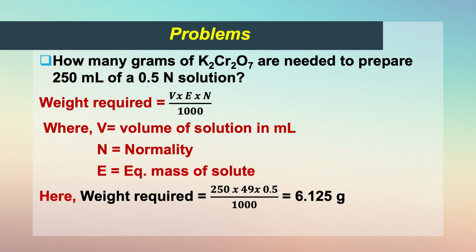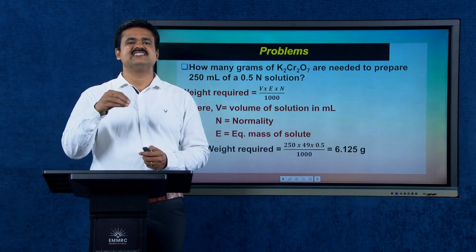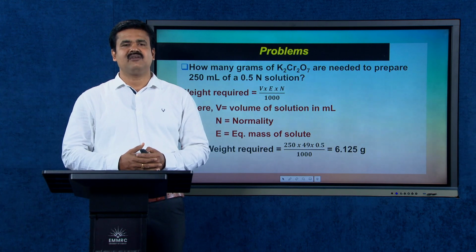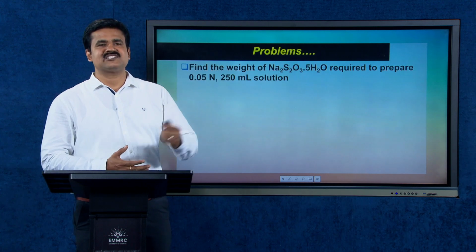Volume equals 250 ml, the equivalent weight of potassium dichromate is 49, and you have to prepare a 0.5 normal solution. So the numerator equals 250 into 49 multiplied by 0.5 divided by 1000, to get a weight of 6.125 gram. That means you have to take 6.125 gram of potassium dichromate and dissolve it in 250 ml water to get a 0.5 normal solution. Moving on to the next problem.